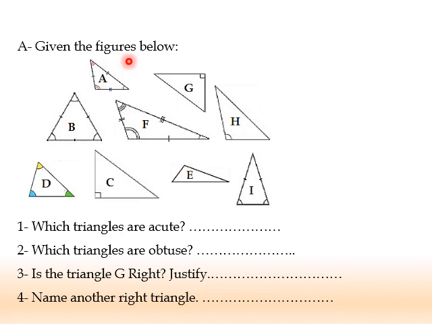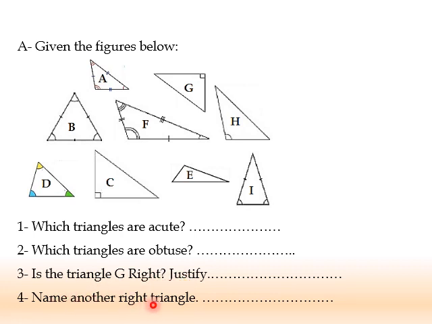Part A. Given the figures below A, B, C, D, E, F, G, H, and I, they are examples about triangles. The question is, which triangles are acute? 2. Which triangles are obtuse? Is the triangle G right? Justify your answer and name another right triangle.